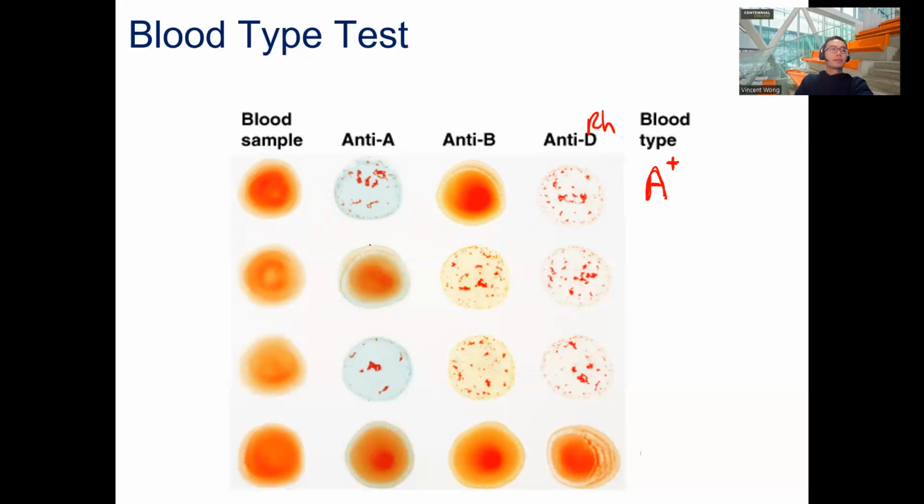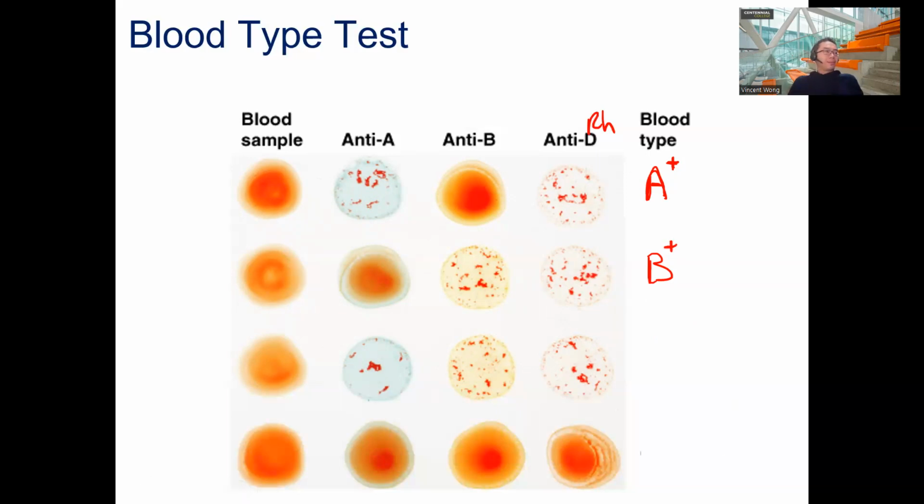Let's try another one. No clumping between antibody A and your sample. That means the sample does not have A on them. There is clumping with antibody B. So it's going to be type B. Clumping with RH, that means it's positive. So second one is B positive.